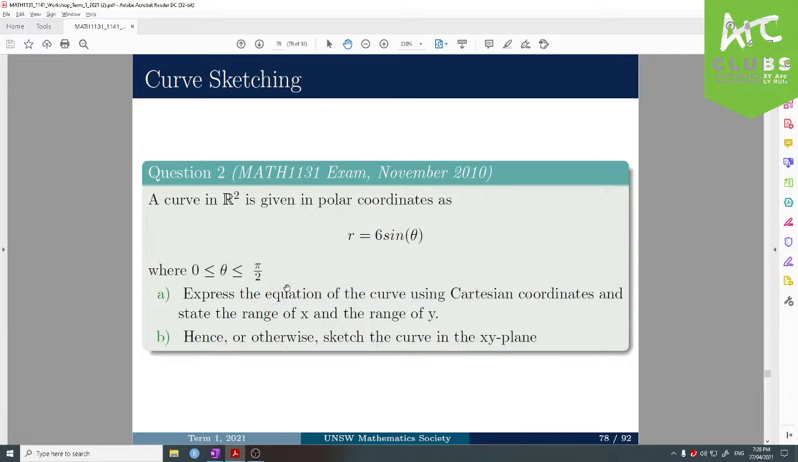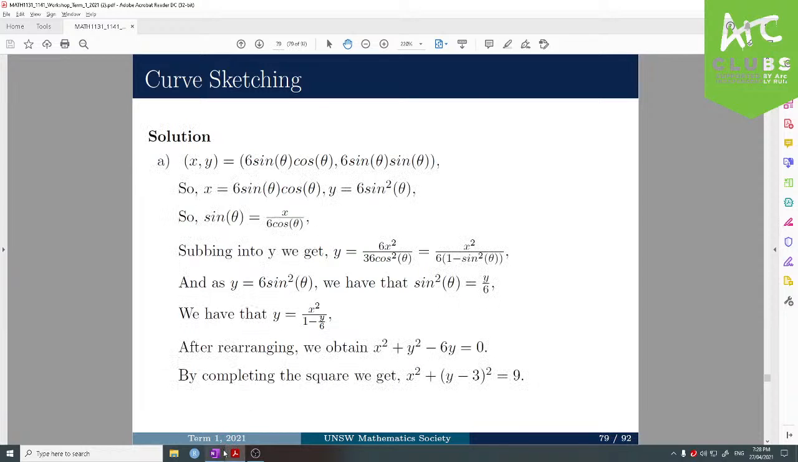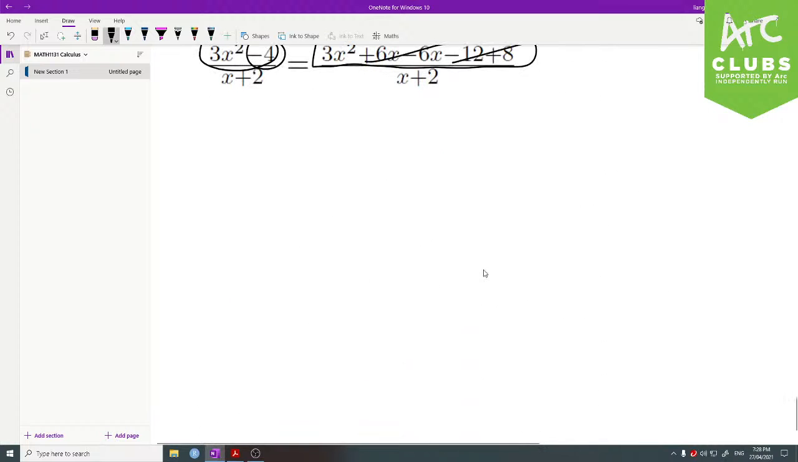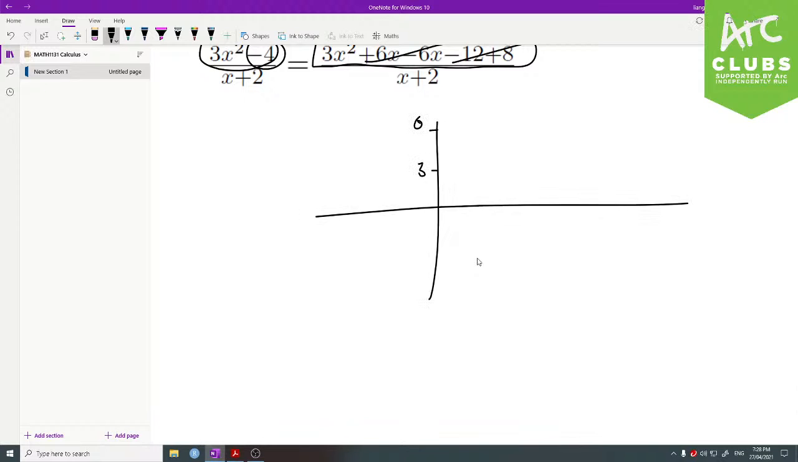So since theta can only exist from 0 to pi on 2, if we take a look at the graph I drew back here, actually I'll just draw it again more neatly. We have a circle with center 3 and radius 3, but then only the first quadrant section exists. So only this section exists. Does that make sense? So this section out here does not exist because my theta is between pi on 2 and 0.